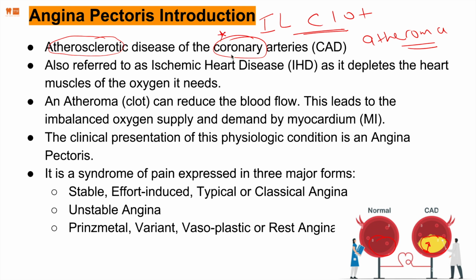This is very important. Which artery? It is the coronary arteries. It's also known as ischemic heart disease. Ischemia, because there's a reduction of blood flow going to the heart and therefore reducing the oxygen supply, causing necrosis, hence ischemia, as it depletes the heart muscle of the oxygen that it needs. The atheroma clot can reduce the blood flow. This leads to an imbalance of oxygen supply.